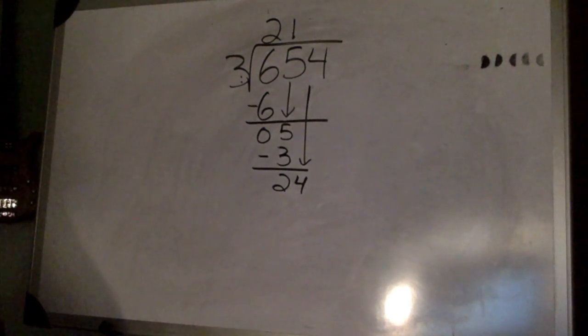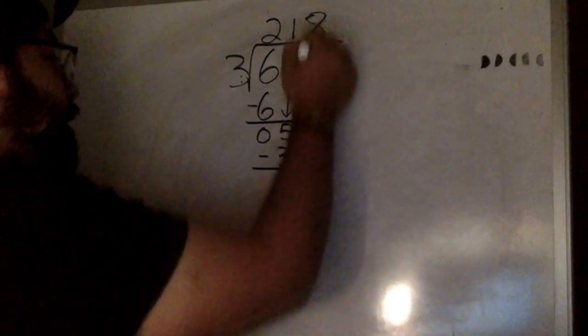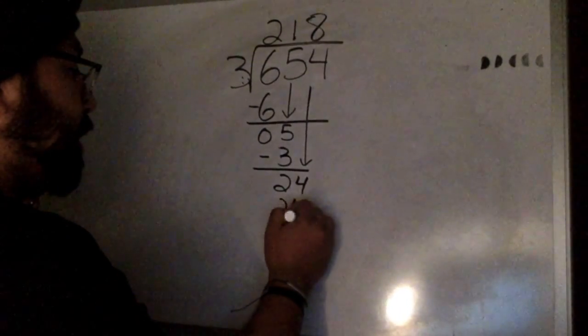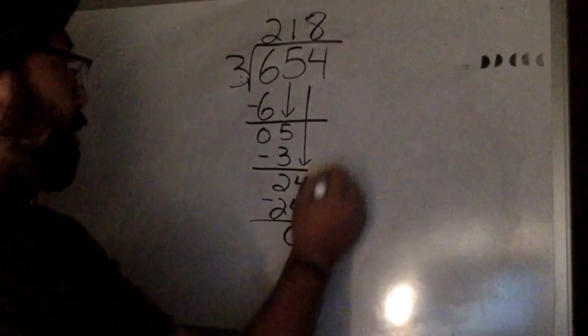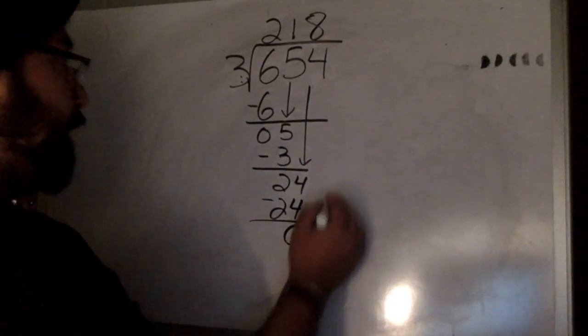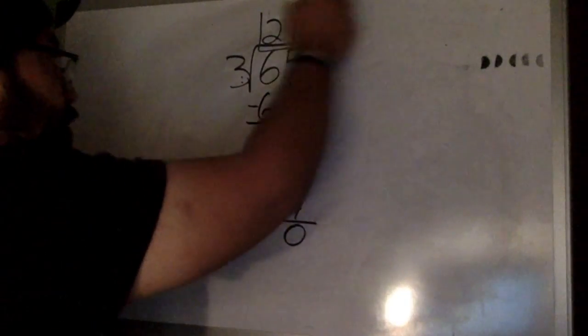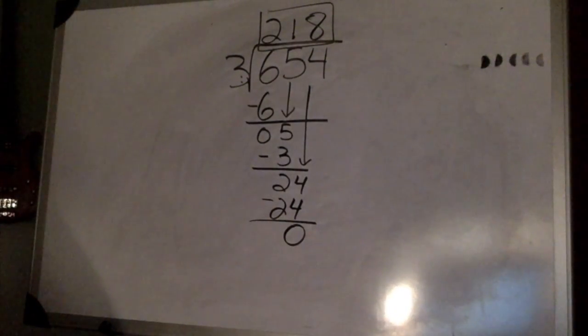3 times 5 is 15. 3 times 6 is 18. 3 times 7 is 21. 3 times 8 is 24. 24 minus 24 equals 0. No more numbers to drop. We have no remainder, and our answer is 218.